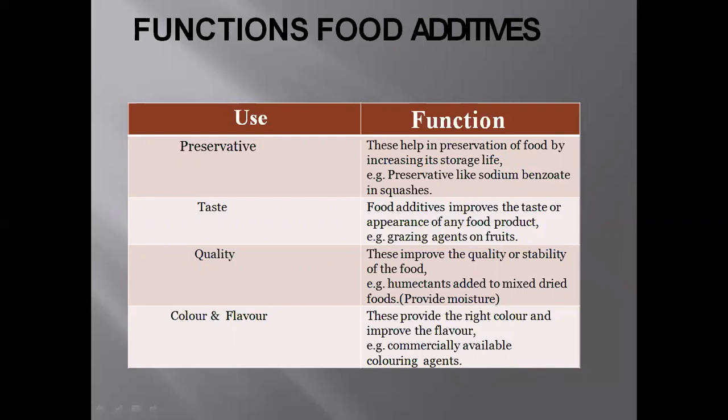We know that an apple has a wax coating to give a nice shine. Then we also use food additives to improve the quality and stability of the food. A classical example is a humectant added to mixed dried food, and it helps to keep the moisture away. Then food additives provide the right color and improve the flavor. Commercially available coloring agents are very commonly used in many foods to give a nice color.